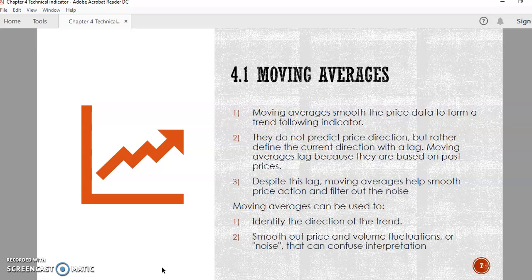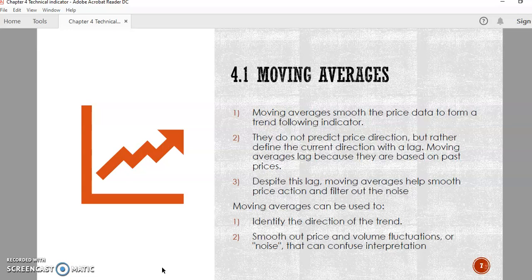So what is moving average? Moving average is one of the indicators categorized as a lagging indicator. Lagging indicator means that by using this moving average, it will give us a confirmation signal for any price movement. Okay. What is moving average?